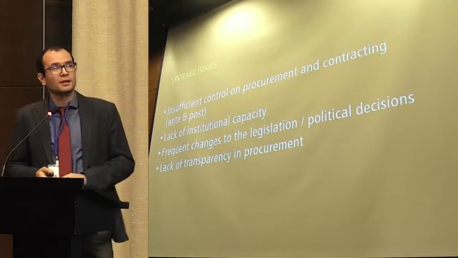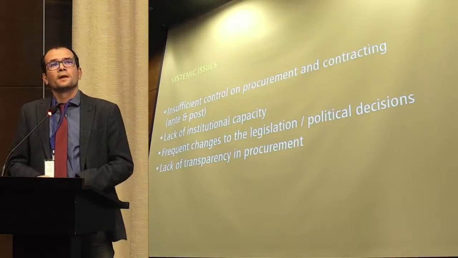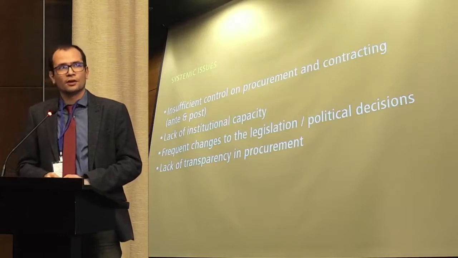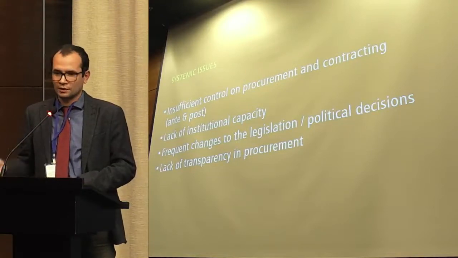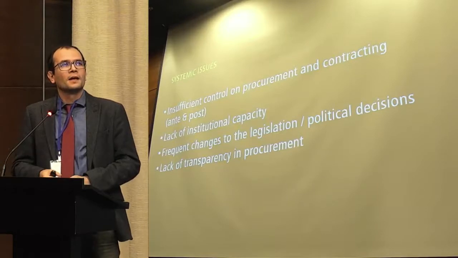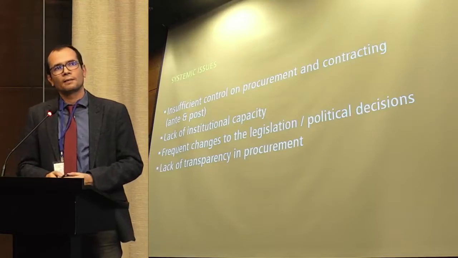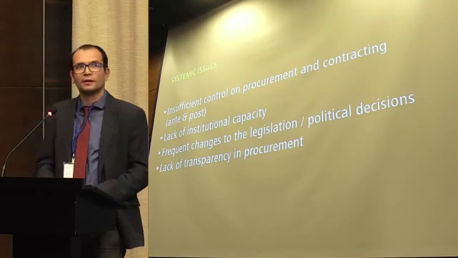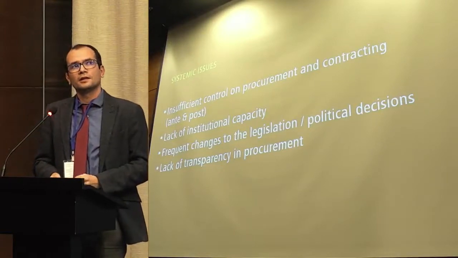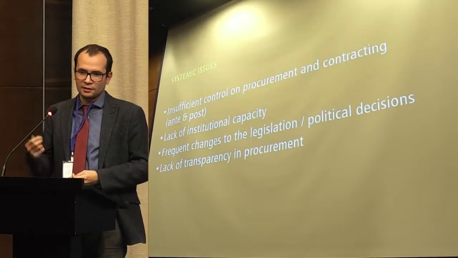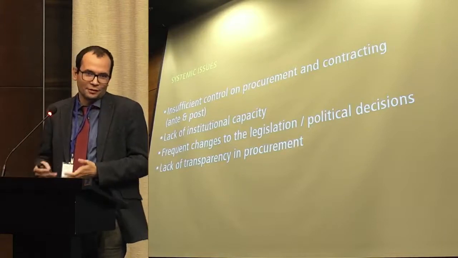Also, going back to some systemic issues that we found, and this is also related to the rating: insufficient control on procurement and contracting. Since 2016, we have had the new law because of the EU procurement directive, and a lot of things changed, mostly in a good sense. But one of the things that must be discussed is the ex ante control, which means that the procurement agency has to control the procurement before you start it, to see if it's okay.